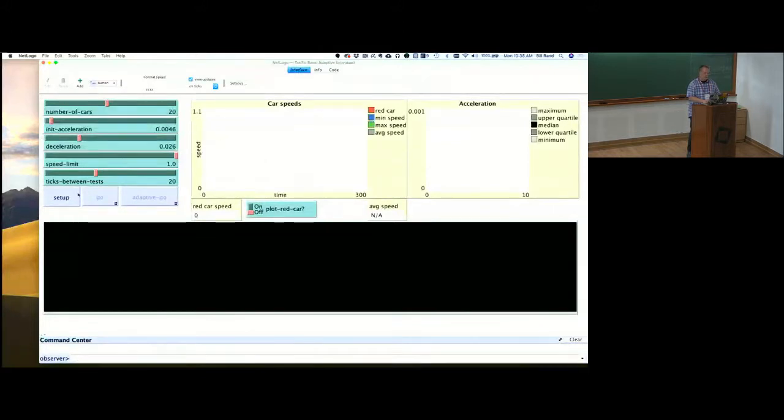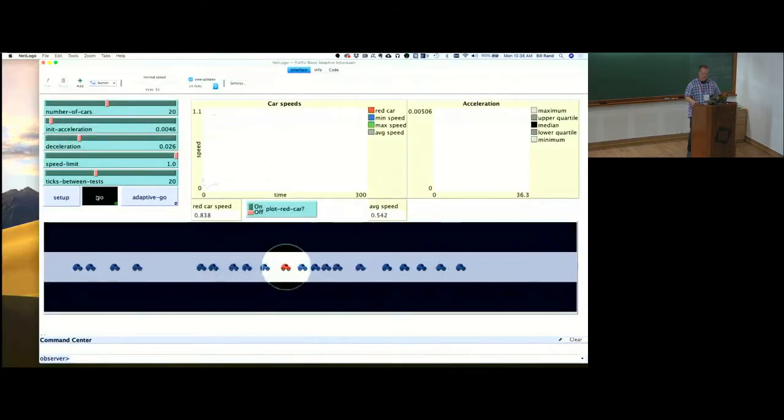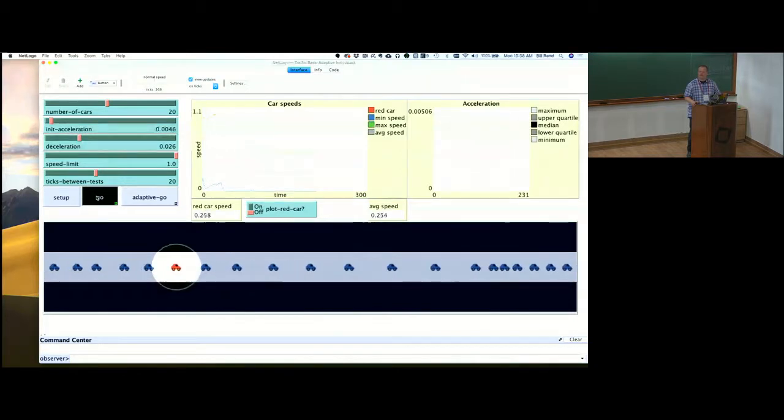So you know the traffic basic model. Everyone gets stuck, right? How many people think that the adaptive traffic basic will wind up in a traffic jam? How many people think it won't wind up in a traffic jam? There will be no traffic jam. Okay. How long do you think it'll take to get to no traffic jam? Any ideas? No? Okay. Let's see.